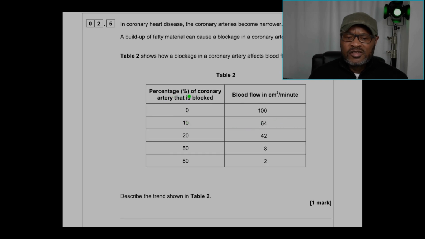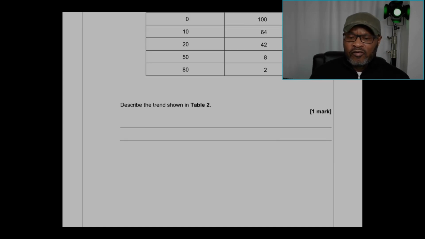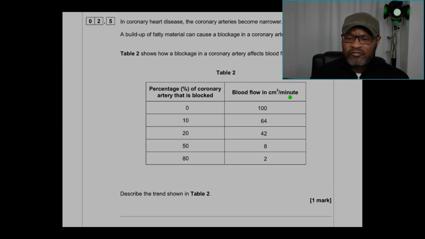You have the percentage of coronary artery that is blocked. So no blockage, 100 flow rate. When 10% is blocked, 64 flow rate. When 20% is blocked, 42 flow rate. When 50% is blocked, 8 flow rate. And when 80% is blocked, 2 flow rate. The flow rate in this case is the volume per minute.